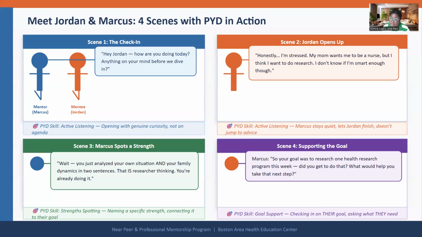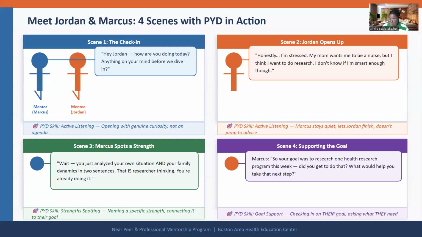In scene two, Jordan goes, honestly, I'm stressed. My mom wants me to be a nurse, but I think I want to do research, but I don't know if I'm smart enough. So you see during this time, active listening. Marcus does not interrupt Jordan while he's speaking. He lets Jordan finish his statement before jumping in with advice. So after listening to what Jordan has said, Marcus responds with some strength spotting. Wait, but you just analyzed your own situation and your family dynamics in 2 sentences. That is researcher thinking. You're already doing it.